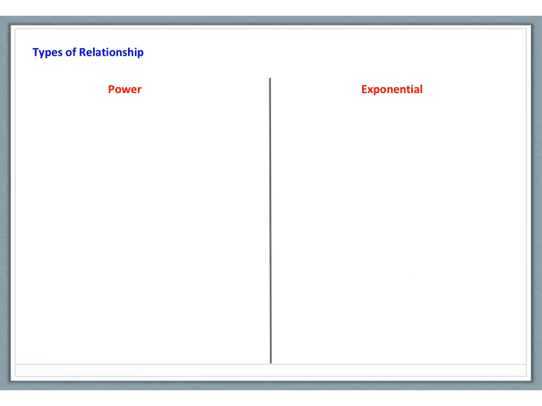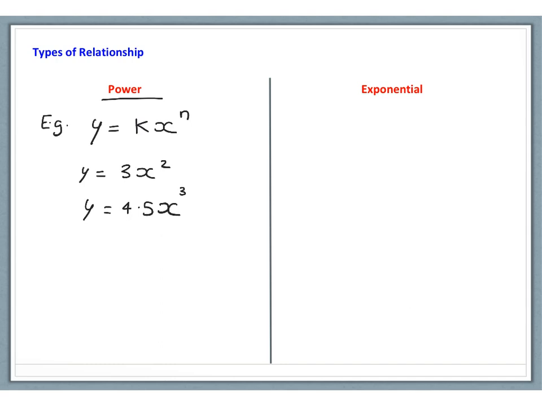One of them is the relationship between an x and y variable, which is of a power format. For example, something of the form y equals k x to the power of n. So, for instance, y equals 3x squared, y equals 4.5x to the power of 3 over 2, etc. So we can see that the variable x is being raised to a power in each of these cases.